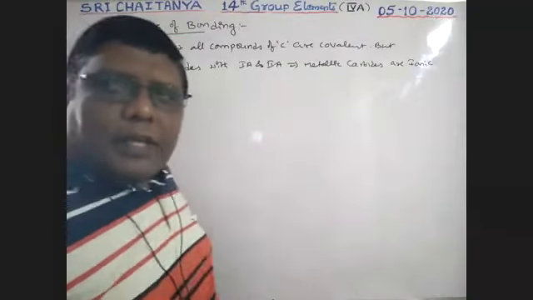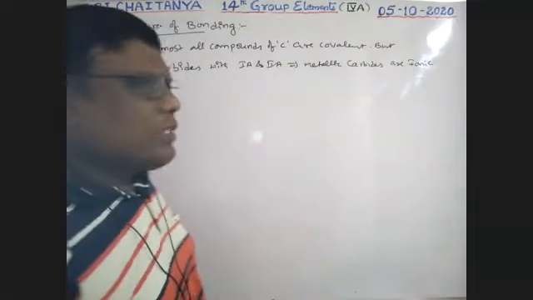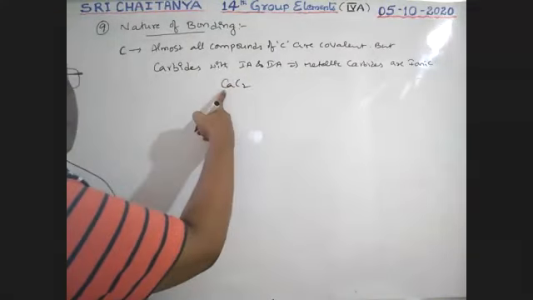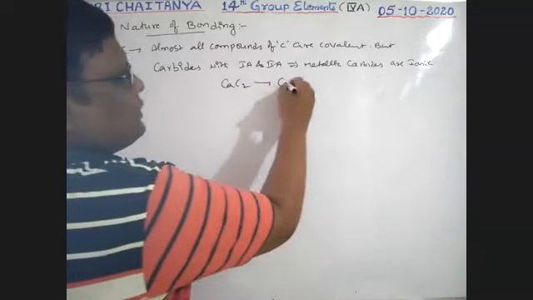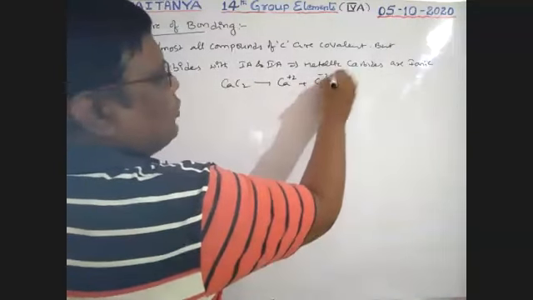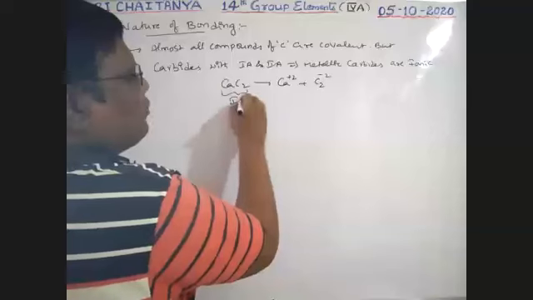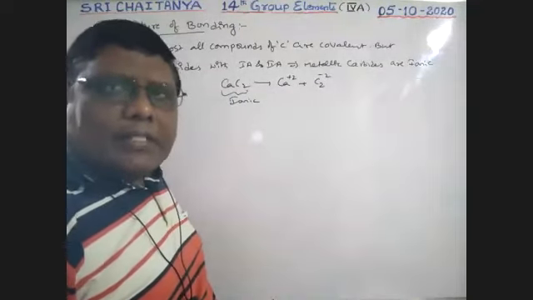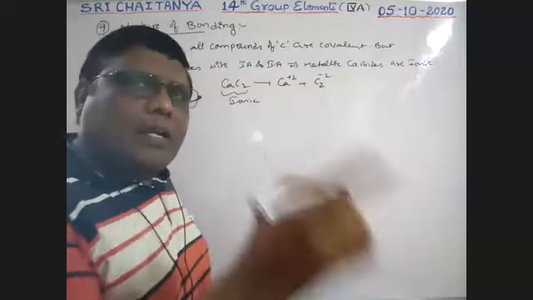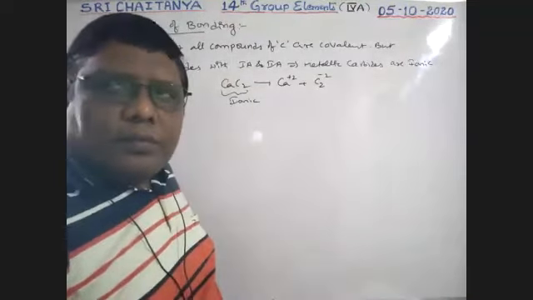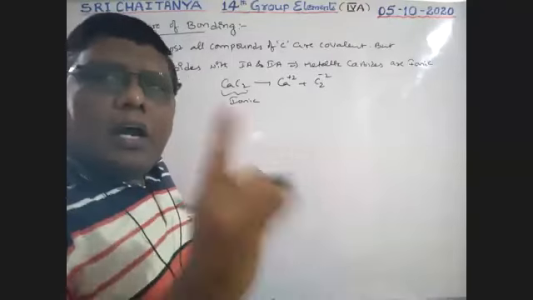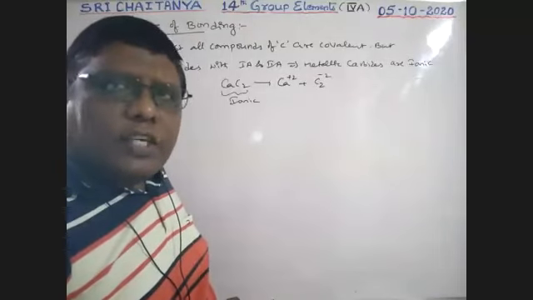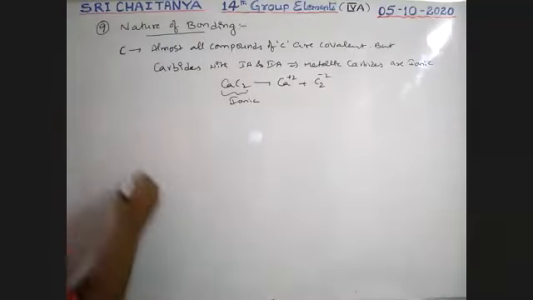Metallic carbides means carbide, carbon with negative charge. See here, CaC2, calcium carbide. It is a 2A metal with carbon. Here it is Ca+2 and C2 2-. So it is an ionic compound. Like this, metallic carbides are ionic. Except metallic carbides, the remaining compounds of carbon are covalent. That's why in your organic chemistry, almost all compounds of carbon are covalent in nature. Next point, silicon.